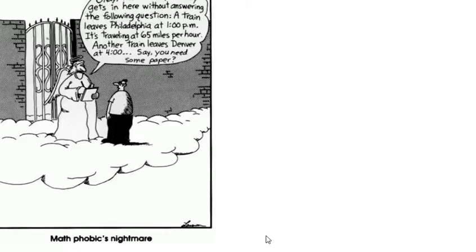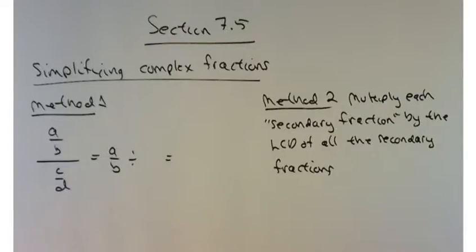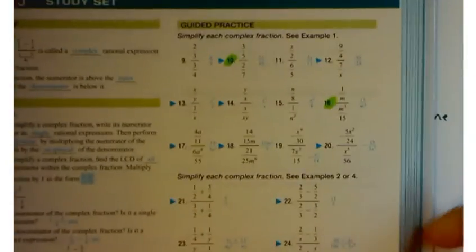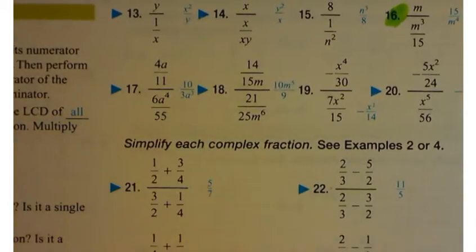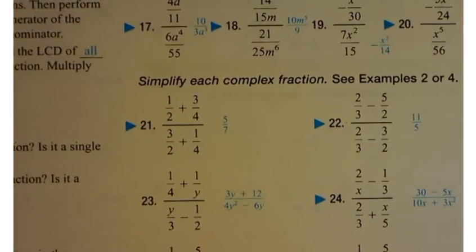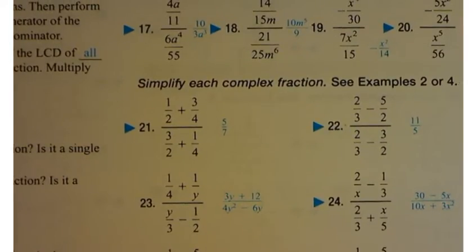But section 7.5 brings this to mind because it might be a fraction phobe's nightmare, because we're going to be working with something called complex fractions. And they're not too bad once you understand how to deal with them. But complex fractions are fractions that have fractions within fractions. So you've got fractions in the numerator, fractions in the denominator. And that's true for all the problems in this section.